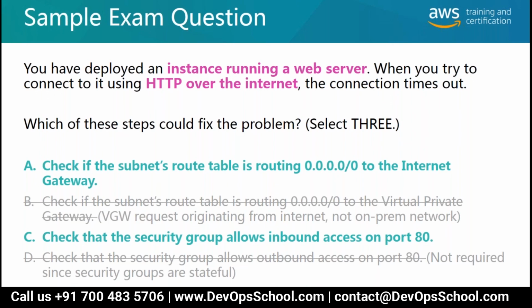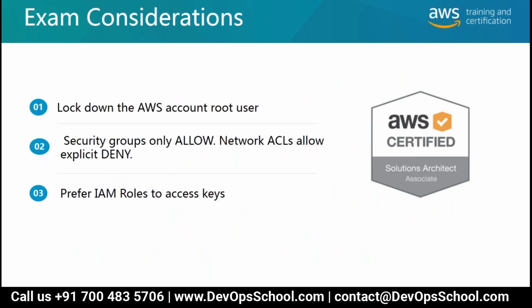All right. Some exam considerations which you may have to make will help you understand. Lock down AWS account root user. Security groups only allow, they don't deny, whereas NACLs allow explicit deny. NACLs can be used to explicitly deny.